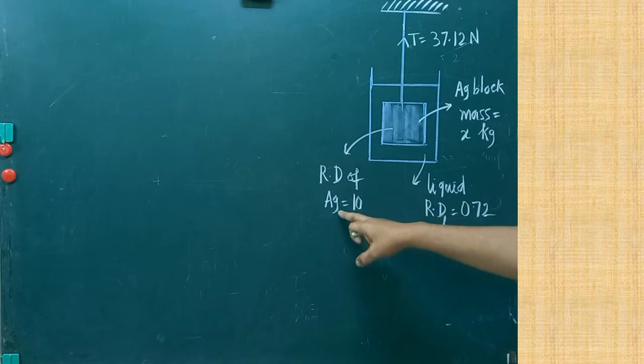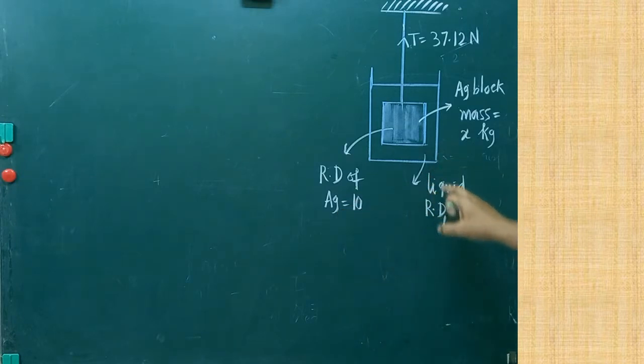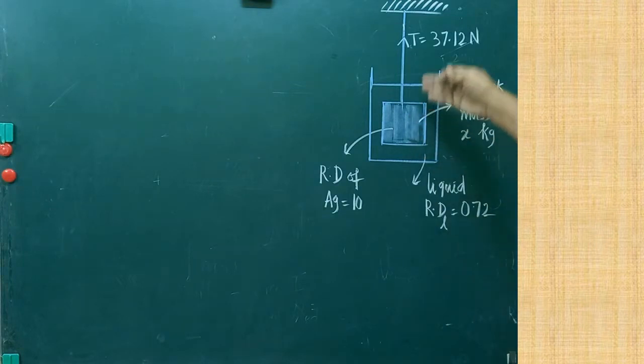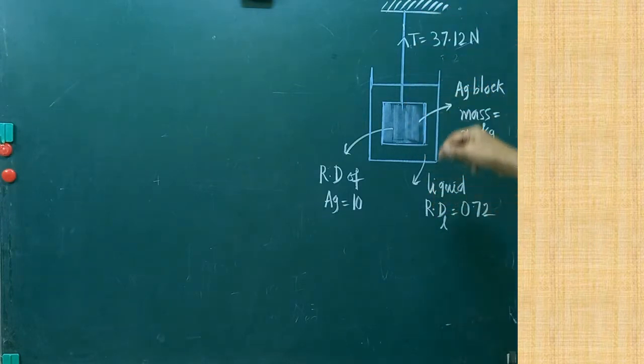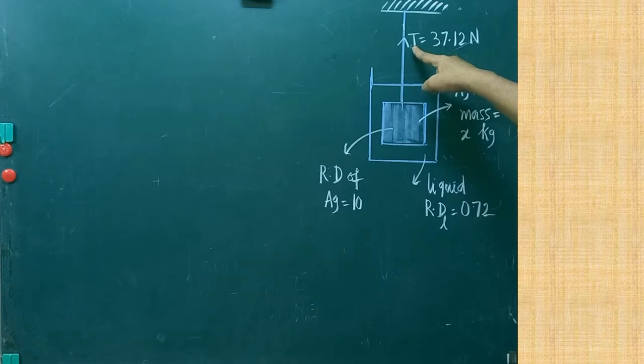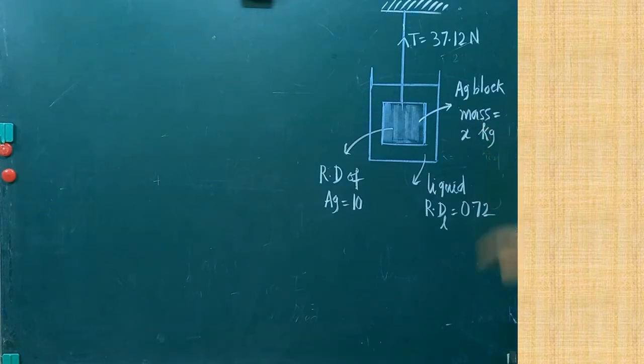The relative density of that silver block is 10, and the relative density of the liquid, whose value is also given, is 0.72. The block of silver is suspended with the help of a string, and this much tension is acting. The tension value is 37.12 Newton. You are asked to calculate the mass of the silver block. So this problem is to be solved with the help of Archimedes principle.